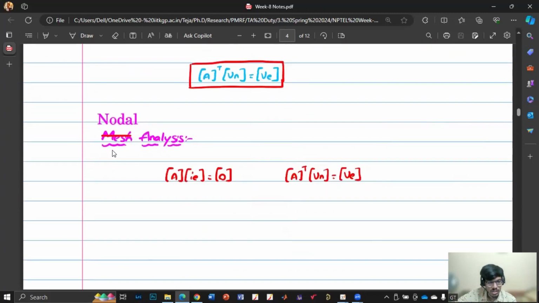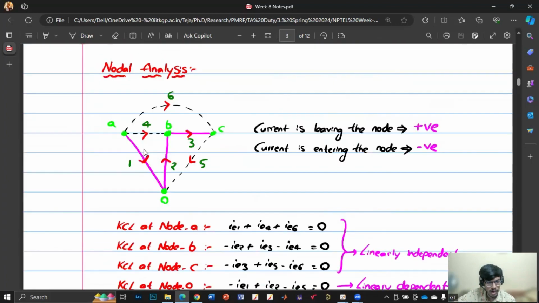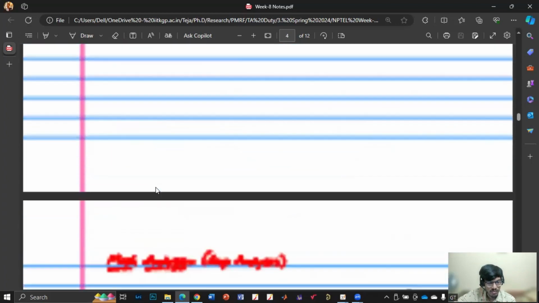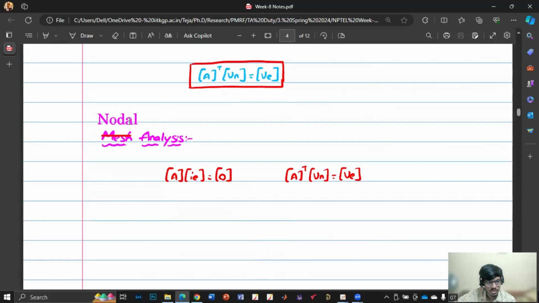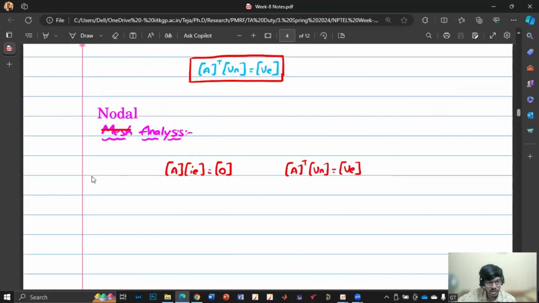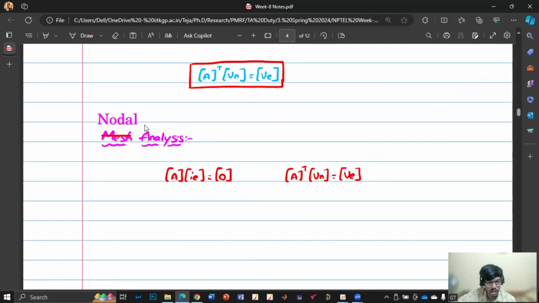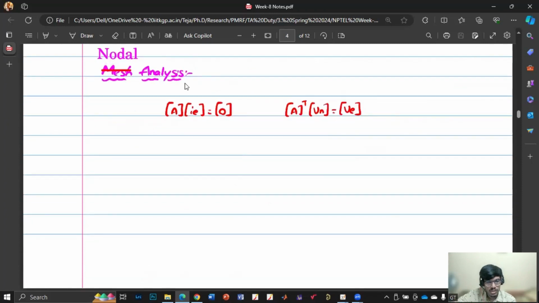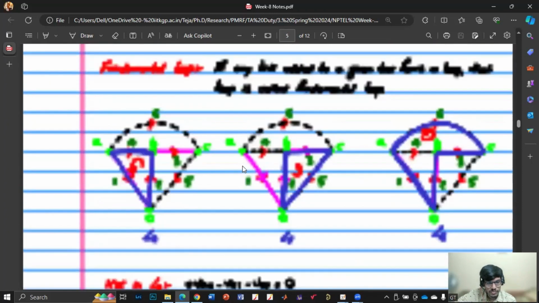And kindly note that I have written mesh analysis here. It should be nodal analysis. I have corrected this and uploaded the same. These two parts are for nodal analysis, but I made a mistake and wrote mesh analysis. So I have modified it and uploaded the same. But in the video, it will say mesh analysis, so kindly note that. I have also mentioned in the description of that video that I made this mistake. So we got these two equations.